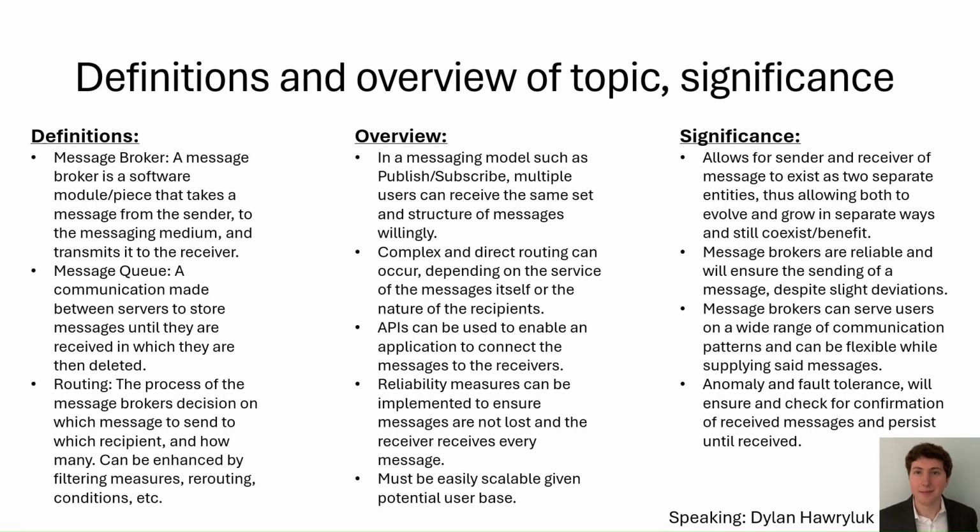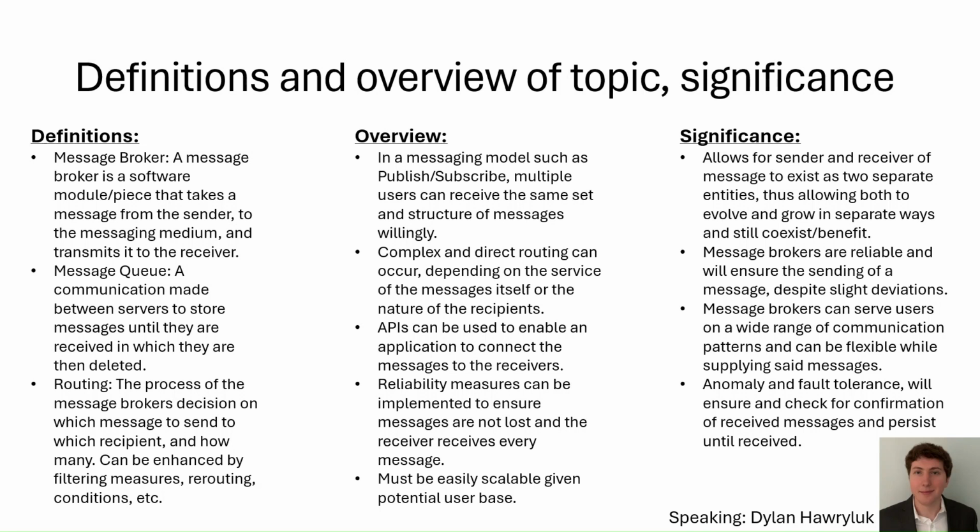And then significance. It is significant that message brokers adequately follow these, since it allows the sender and receiver to exist as two separate entities. Essentially it's like a mailing list. The users can sign up, and then the same user can sign up for a separate list, while the initial list still exists and gains new members. They still send to the original member and the new members, while the original member can sign up for new lists. So they both coexist, but they're both evolving entities.